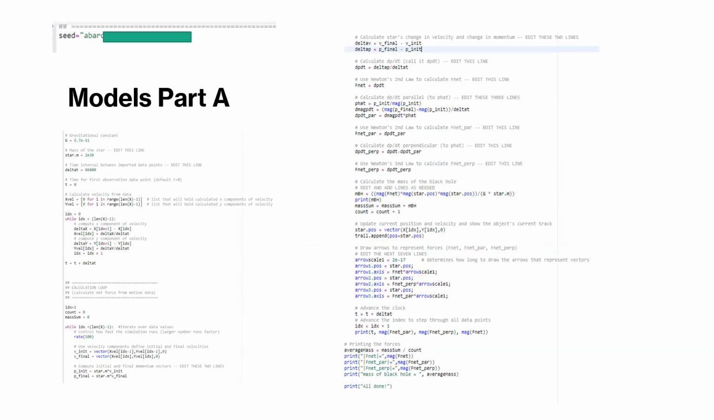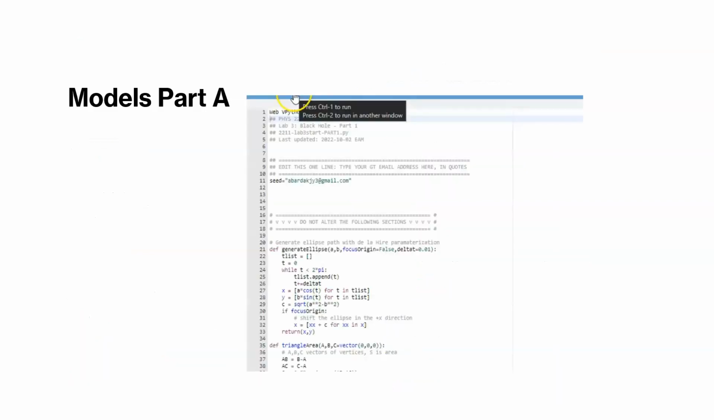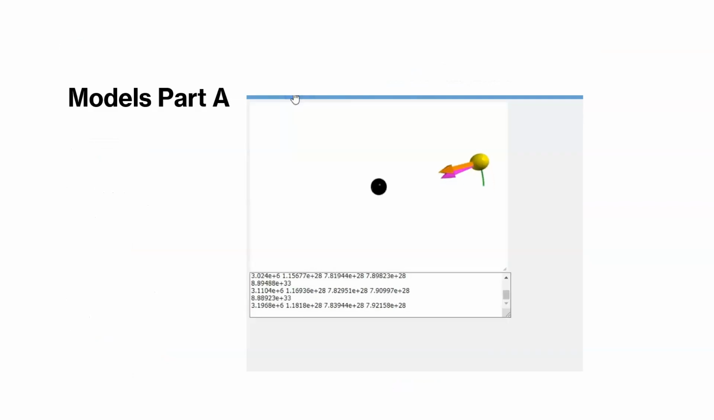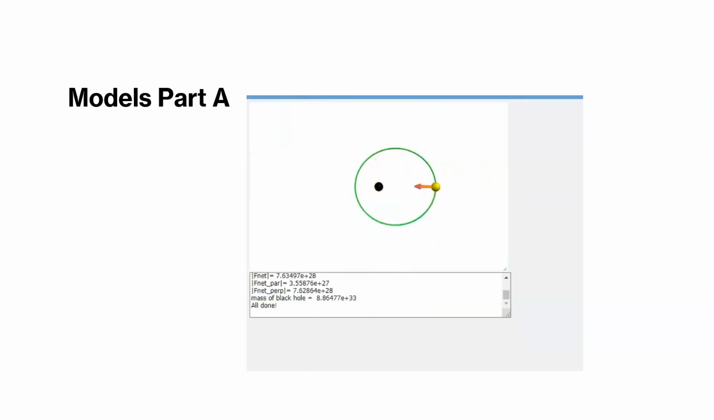So here's my code for part A, and at the top we have our email address to differentiate the mass of the star, or the mass of the black hole, from person to person. And when running this code, this is the solution that we get. And in this model, the teal arrow represents the parallel force, or parallel momentum, versus the magenta, which is the perpendicular.